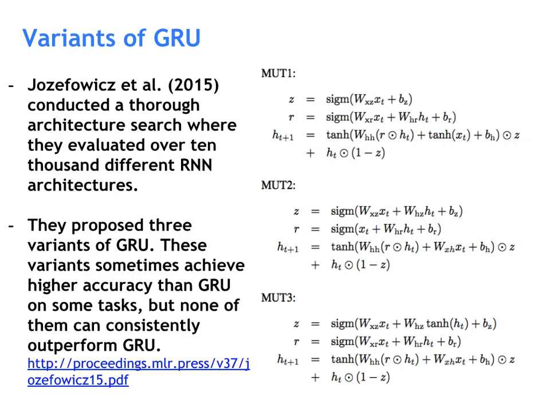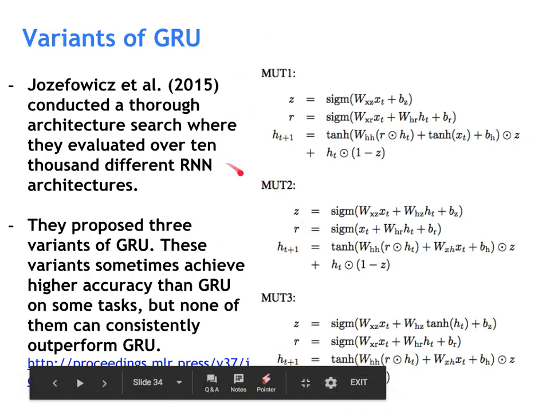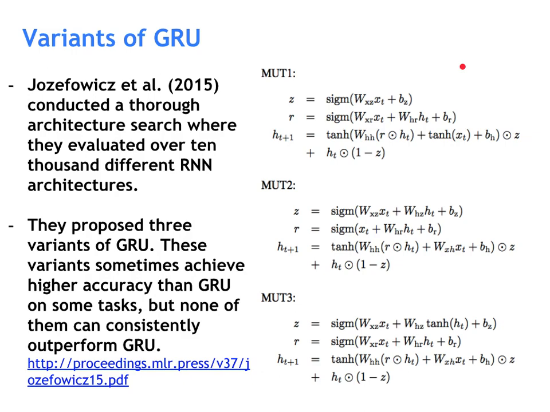This is an experiment done by Google. They actually did a thorough architecture search over 10,000 different RNN architectures. And they found the three variants of GRUs on the right side, you can see. They show that for some tasks, these three variants have better performance than GRU, but none of them can consistently outperform GRU. Just like what Prof Ming said just now, there are really a lot of ways you can modify the GRU, and sometimes it will get better performance. But anyway, in most NLP tasks, GRU really provides a very strong baseline for your task.